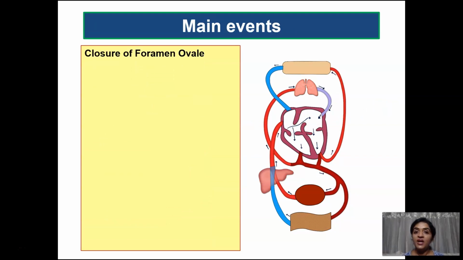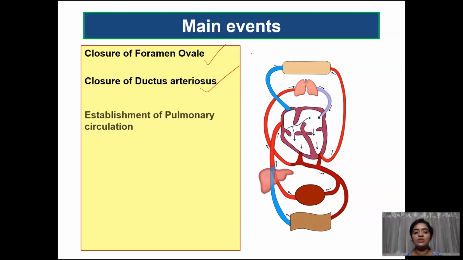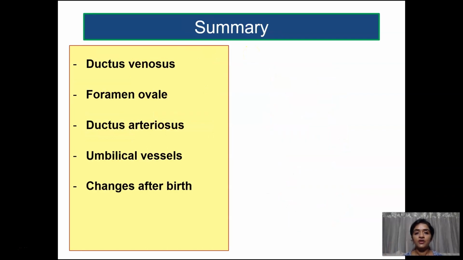So when we talk about main events in the fetal circulation, we first have to mention the important structures seen while the fetus is inside the womb, and what changes happen to these structures after birth. That is how you discuss fetal circulation. The main events towards the end of fetal life, as soon as the baby is born, are closure of the foramen ovale, closure of the ductus arteriosus, and establishment of pulmonary circulation.